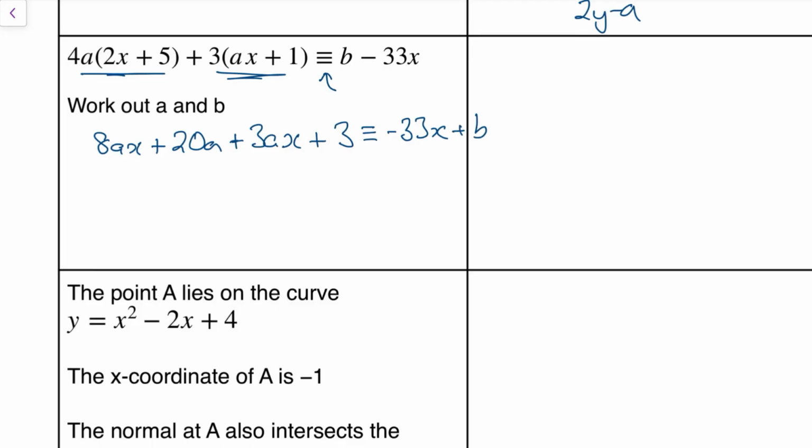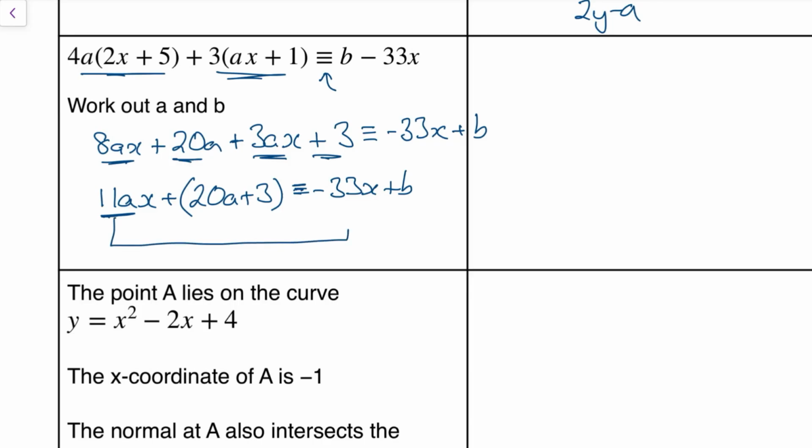Now collect my x's on the left-hand side. So 8a plus 3a is 11ax. 20a plus 3, let's write that properly, 20a plus 3. And that is equal to minus 33x plus b. But it's not equal to it, it's an identity. So in other words, if the left is equal to the right for all values of x, it must be the case that this is equal to this. In other words, a must be equal to minus 3.